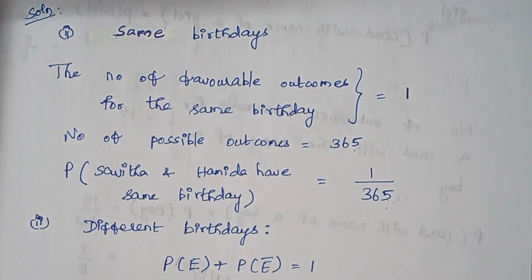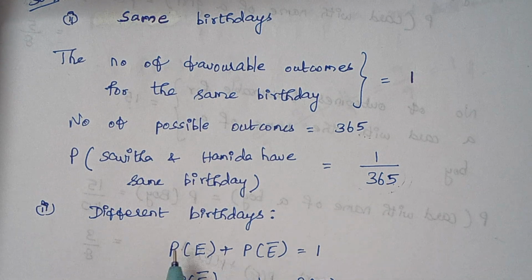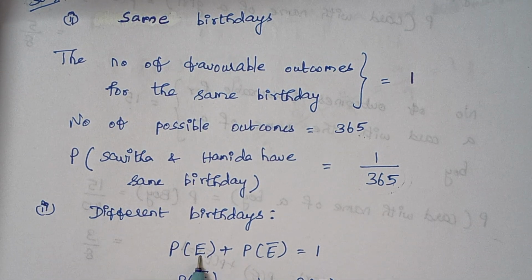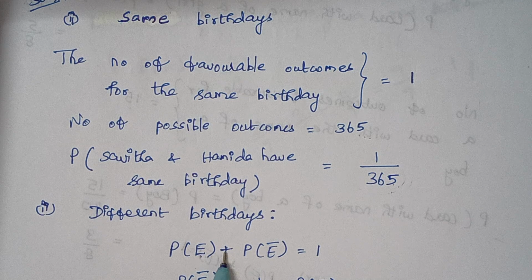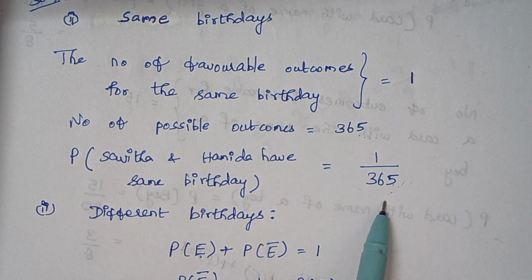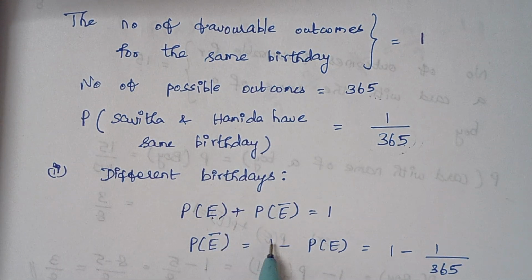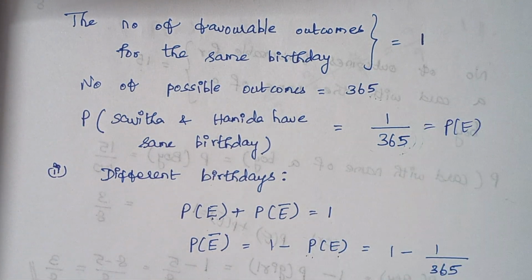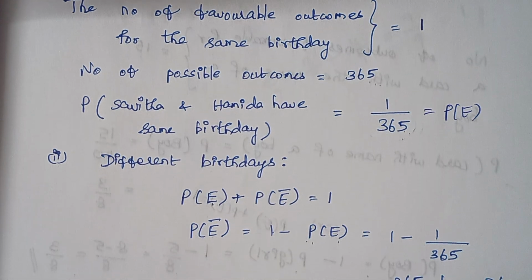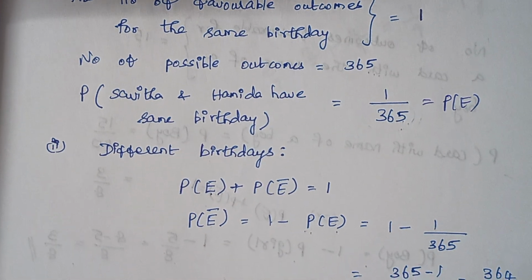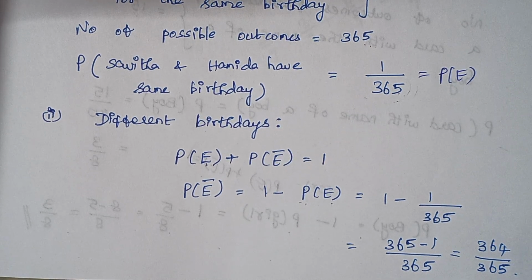So here what is the basic formula of probability? Probability of an event happening plus probability of an event not happening is equal to 1. So here in this case, we have calculated the value of one thing, that they are celebrating on the same day. So let this be P of E. So P of E bar is nothing but 1 minus probability of E. So 1 minus 1 by 365. When you take LCM, 365 minus 1 by 365, which is nothing but 364 by 365.